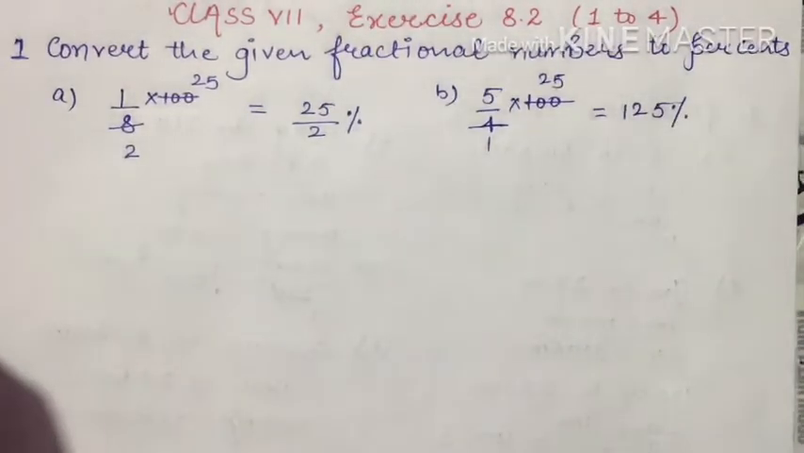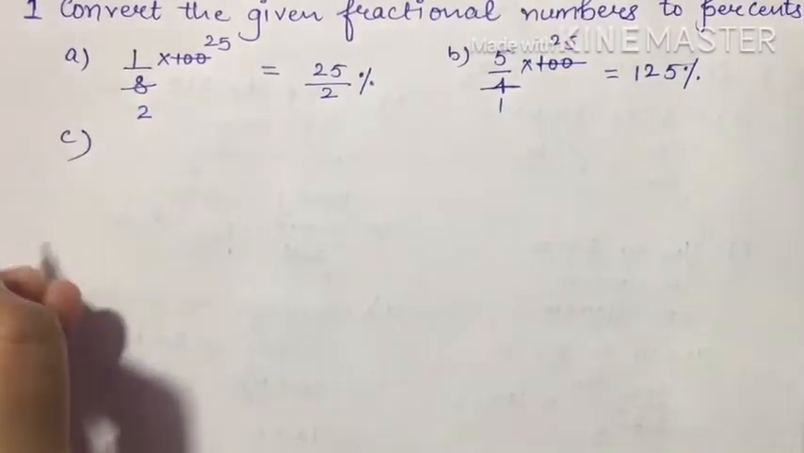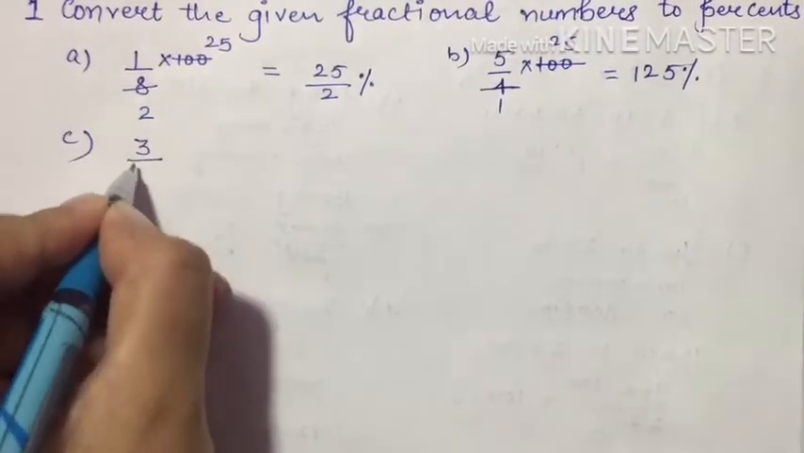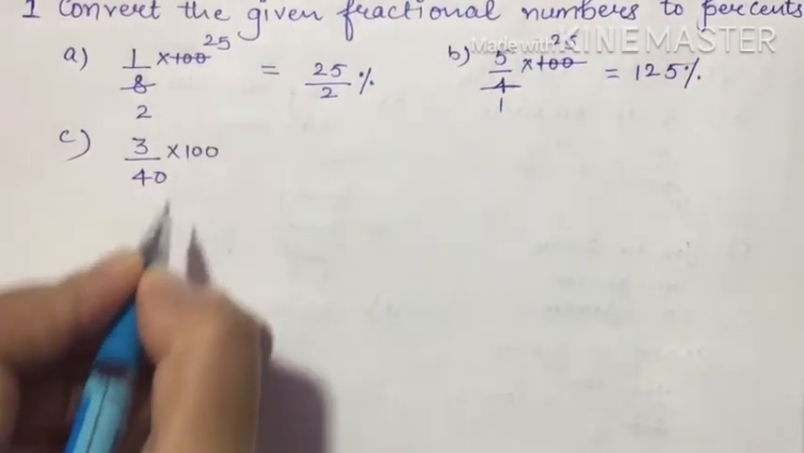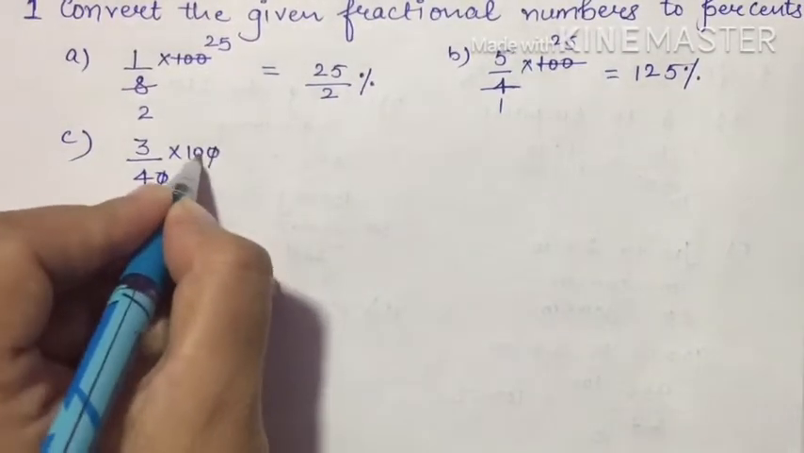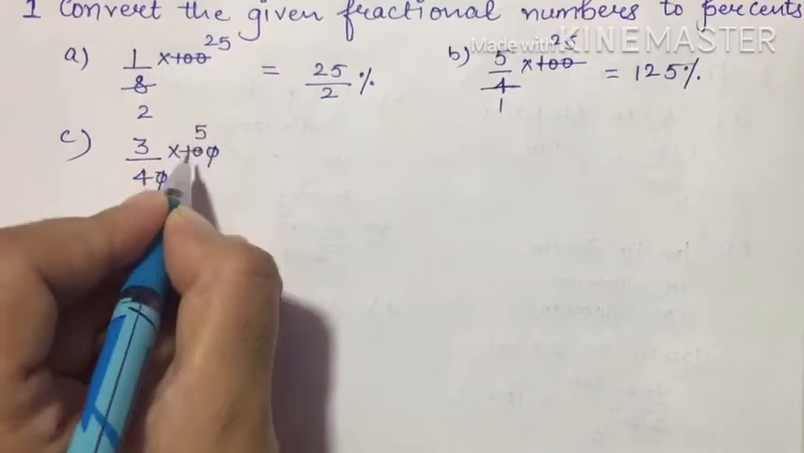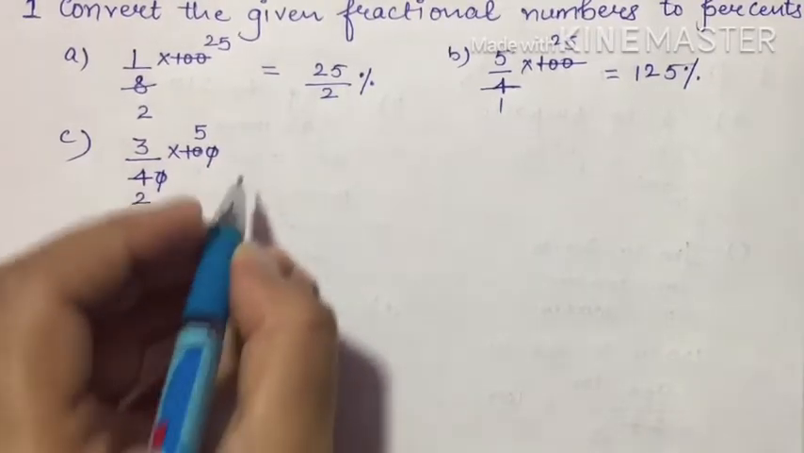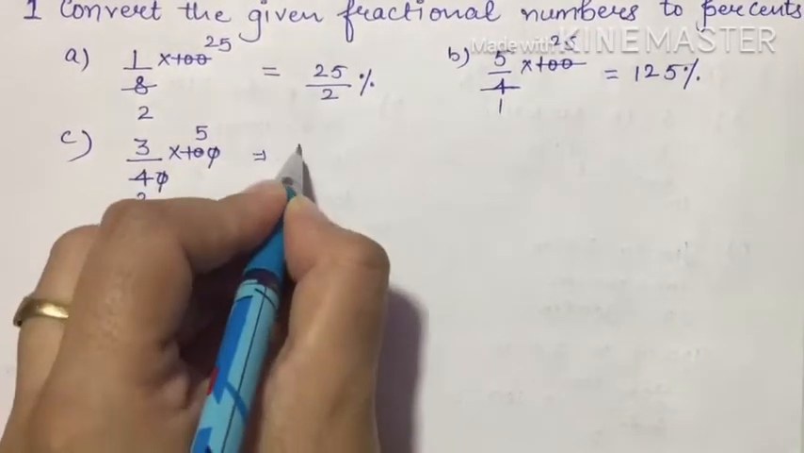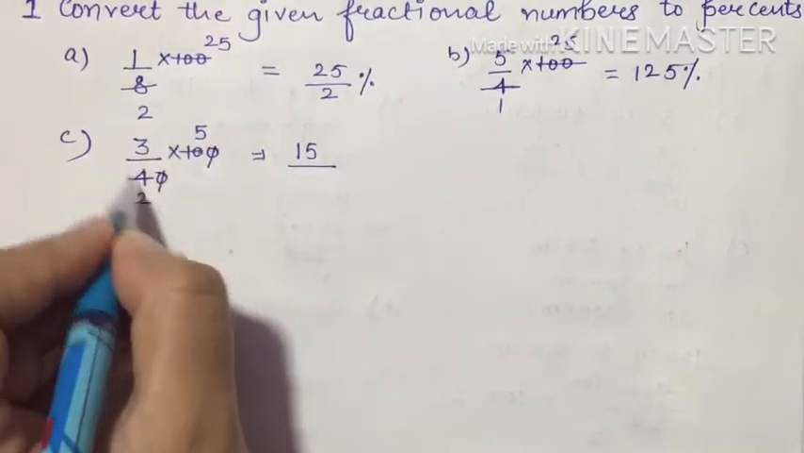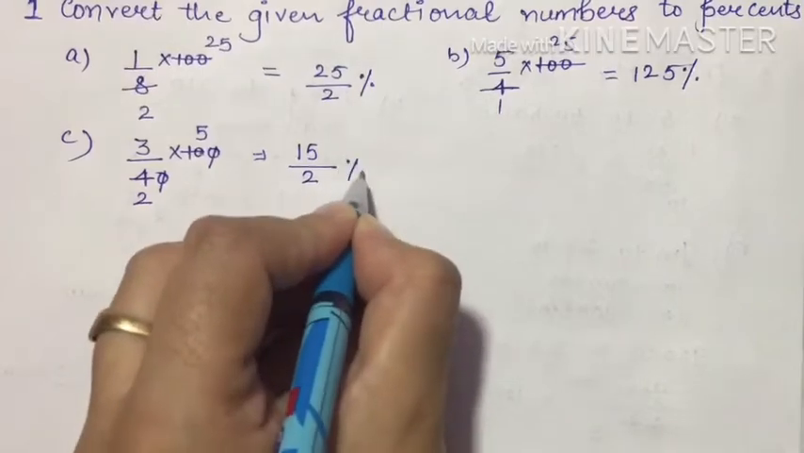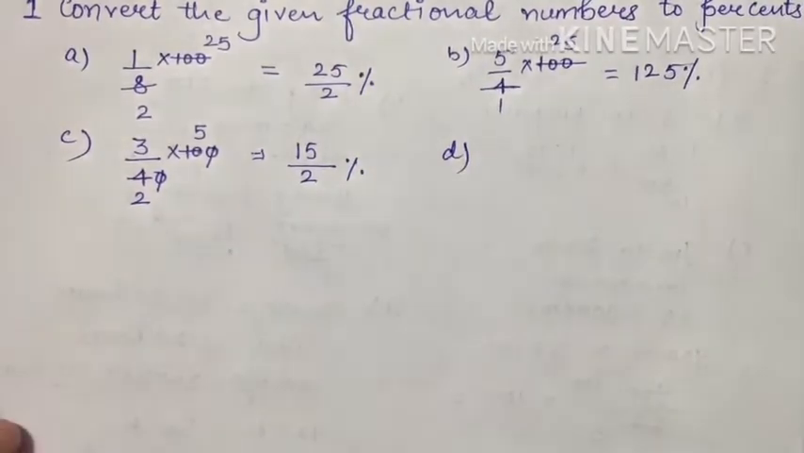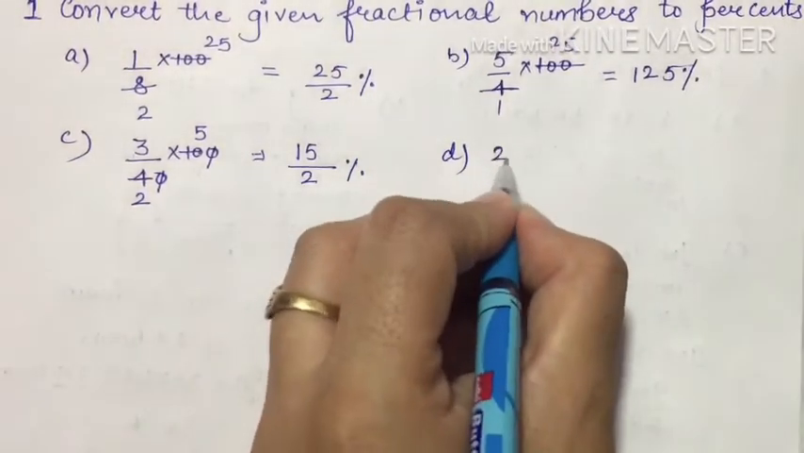Okay. The next, C part of it, it is 3 by 40. If you want to convert into percentage, we have to multiply with 100. The 0 will be cancelled. By the table of 2 we will cut. Here we will get 5, here we will get 2. You can multiply 5 threes are 15. If further it is not reducible, 15 divided by 2 percentage will be the answer. Then D part of it, 2 by 7.